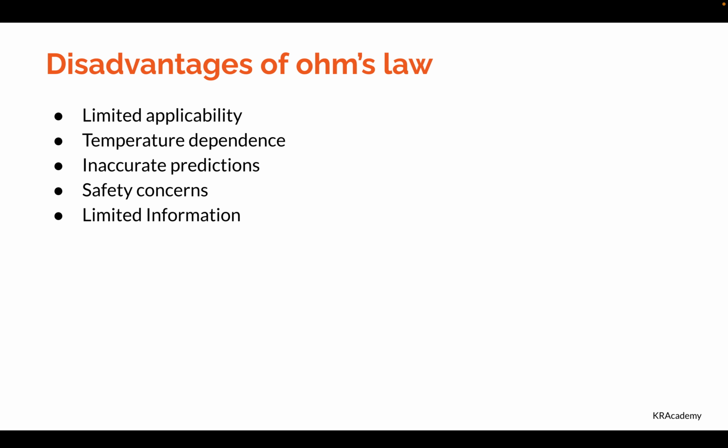Inaccurate predictions. Ohm's law assumes that the current and voltage are in phase with each other and that the conductor has a uniform cross-sectional area. In reality, this may not always be the case, and the prediction made by using Ohm's law may be inaccurate.